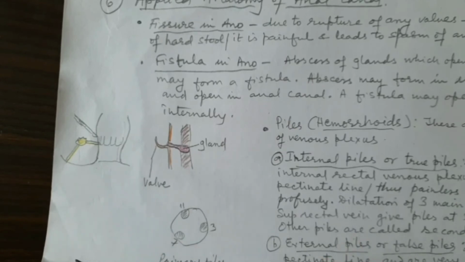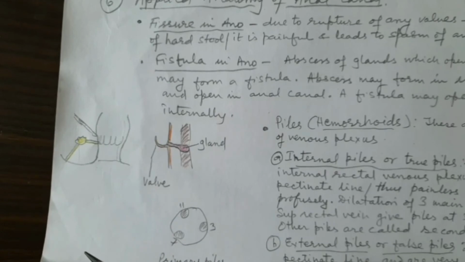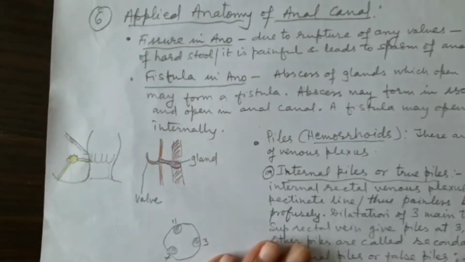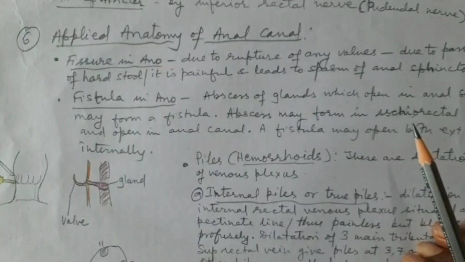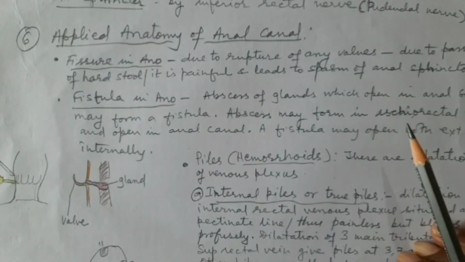So this fissure becomes very painful, and because of the pain, the body tries to keep that portion in the most comfortable position. This is achieved by reflex constriction of the sphincter. The external anal sphincter goes into severe constriction, which is called spasm. So it leads to spasm of the external anal sphincter. So this is the fissure in ano.